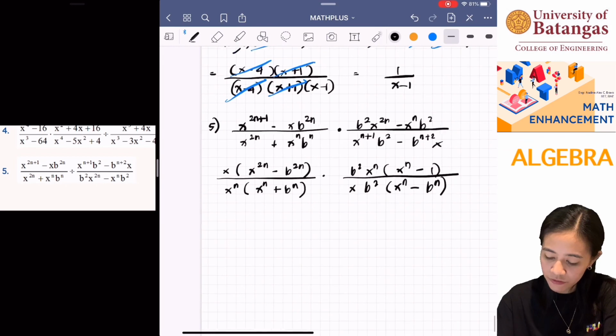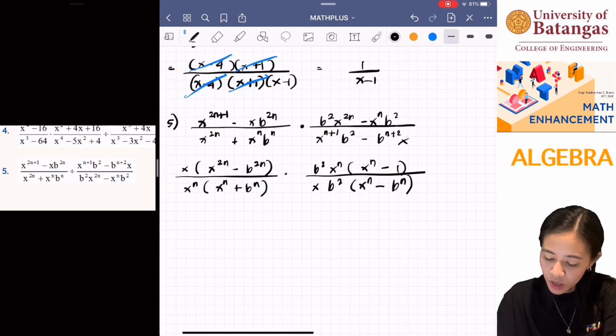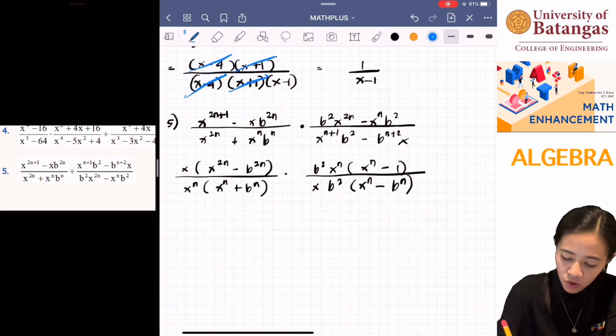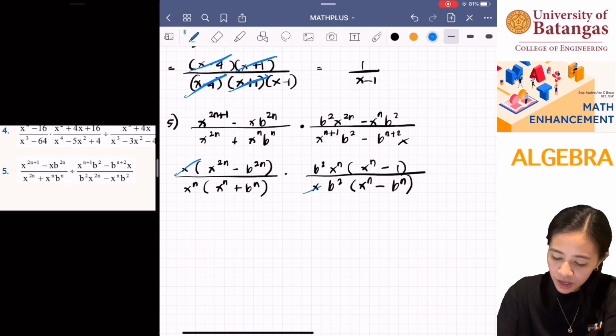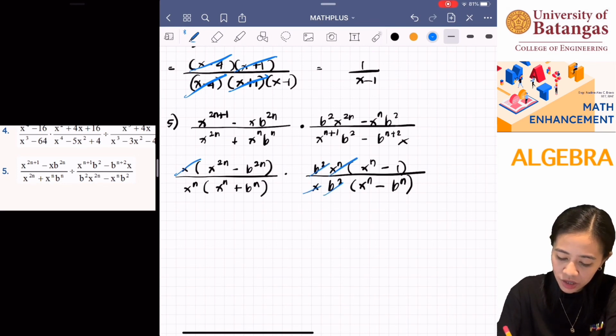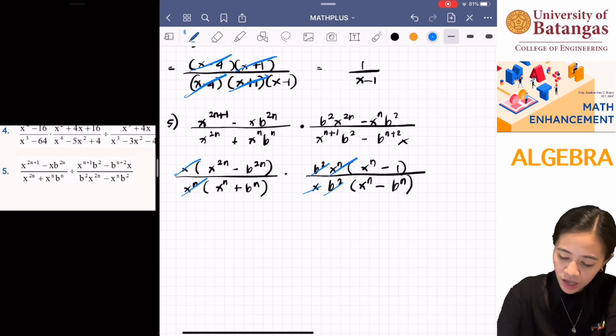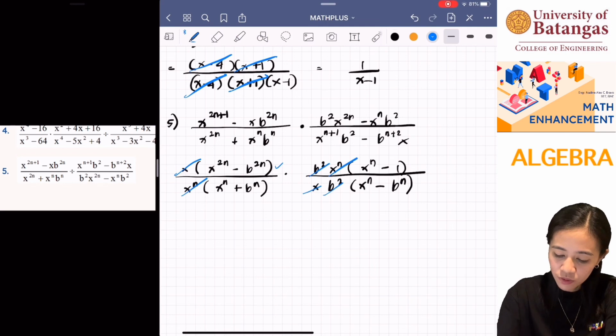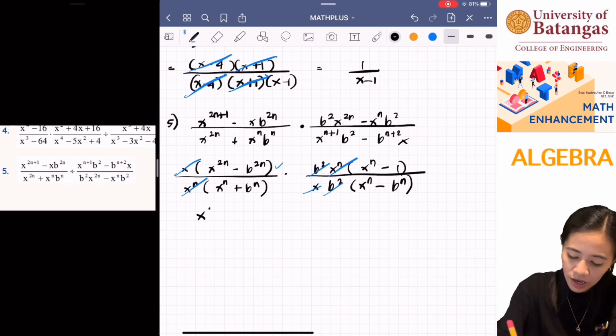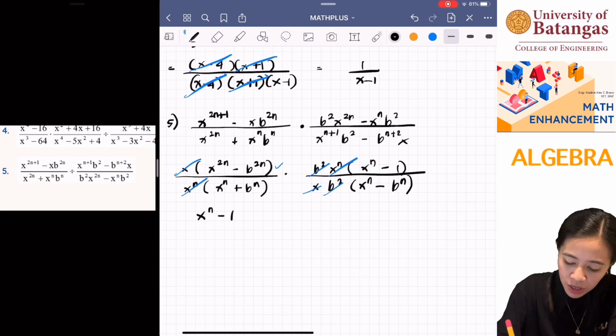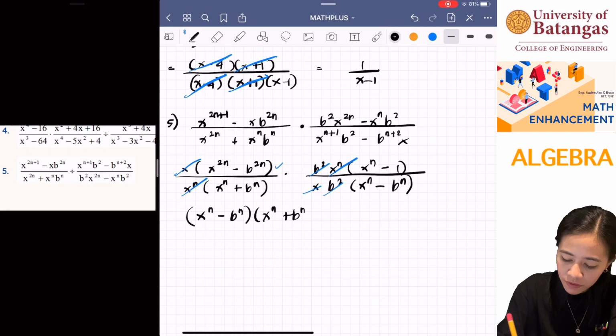Okay? Let's check. So, cancel natin yung pwede natin i-cancel. So, obviously, I can cancel x. I can cancel b squared. I can cancel x raised to n. Okay, and then, this is a difference of squares. So, let's try factoring that out. So, that would be x raised to n na lang. Di-divide natin by 2, kasi square root. Minus b raised to n. And x raised to n plus b raised to n.